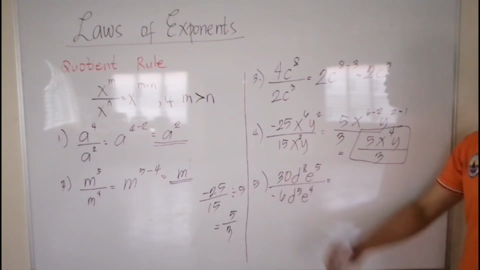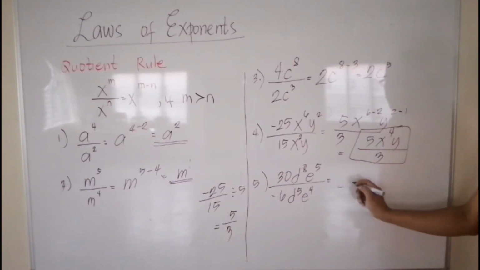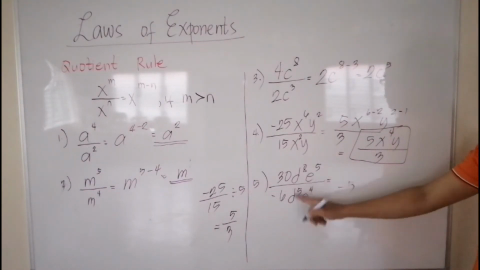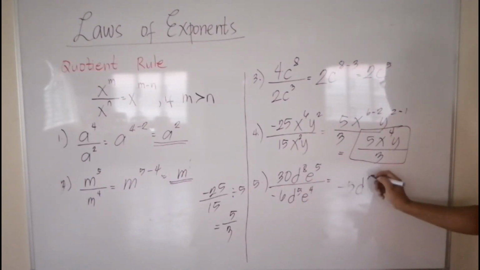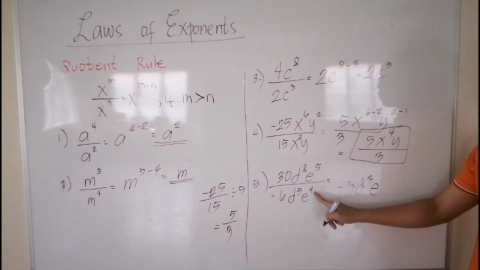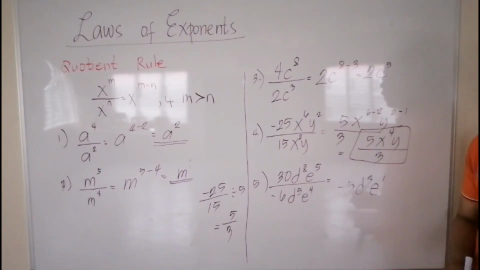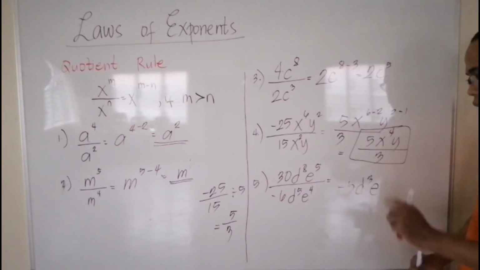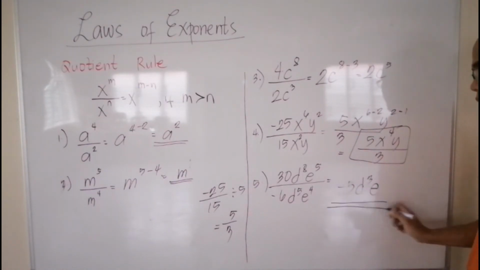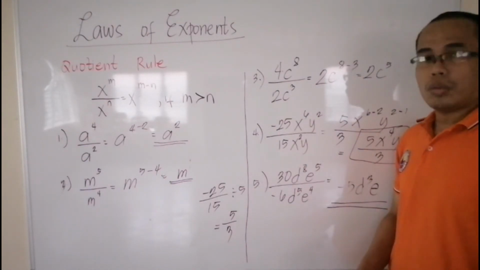So since they are unlike sign, so magiging negative 5. Then d, so 8 minus 5, 8 minus 5 is 3. And how about the variable e? So 5 minus 4 is equal to 1. Pero hindi natin ito sinusulat kasi automatic meron na siyang 1. So ito na po yung final answer natin. So ganun lang ang pag-solve natin ng quotient rule.